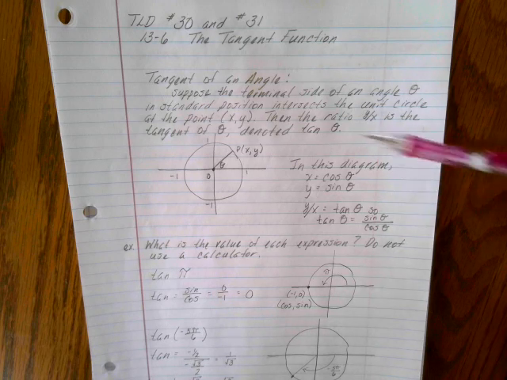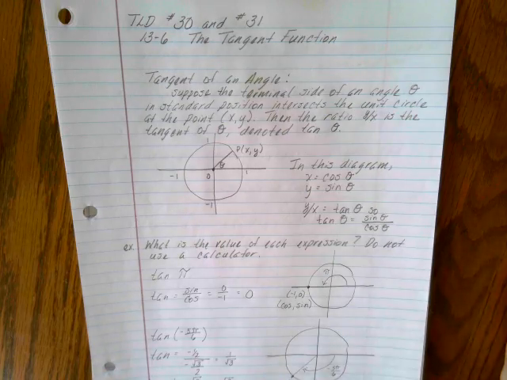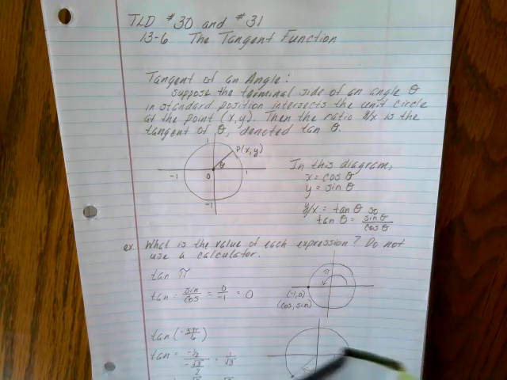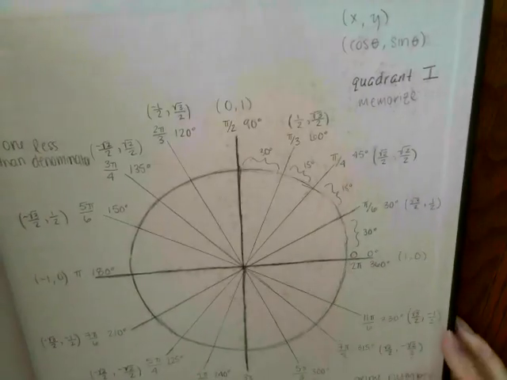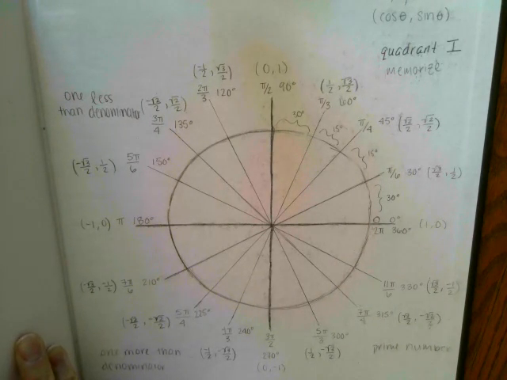So in this diagram, of course, we said xy on the unit circle was cosine sine. So let me grab that again and show you the unit circle. All right, I think we can all see that.